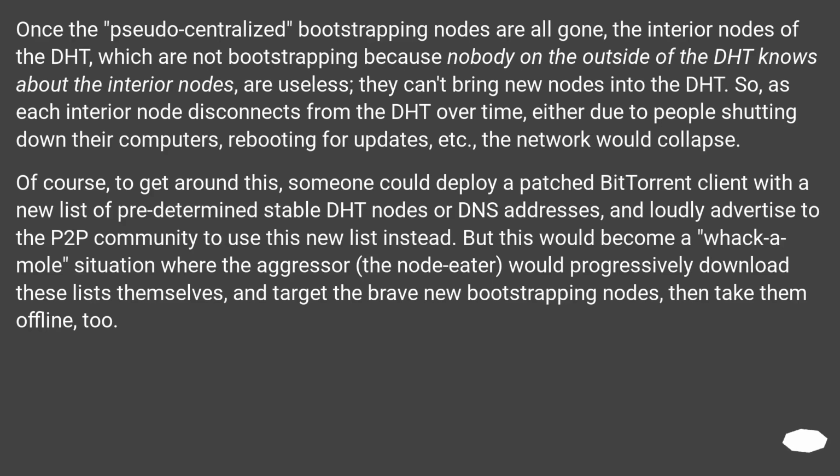Of course, to get around this, someone could deploy a patched BitTorrent client with a new list of predetermined stable DHT nodes or DNS addresses, and loudly advertise to the peer-to-peer community to use this new list instead. But this would become a whack-a-mole situation where the aggressor, the node eater, would progressively download these lists themselves, and target the brave new bootstrapping nodes, then take them offline, too.